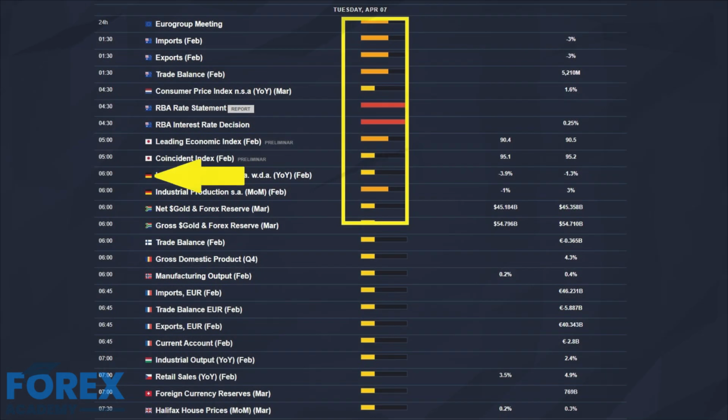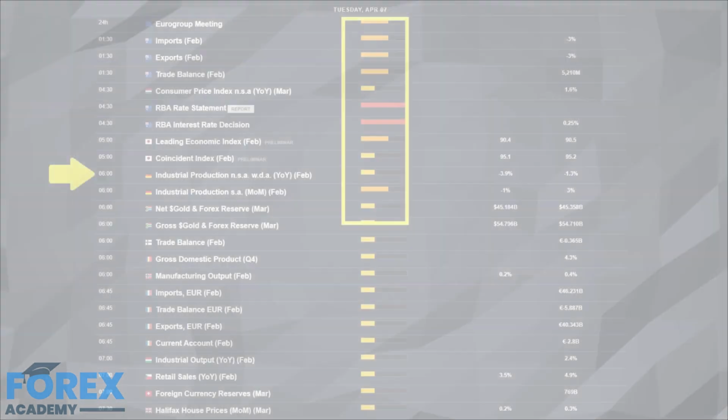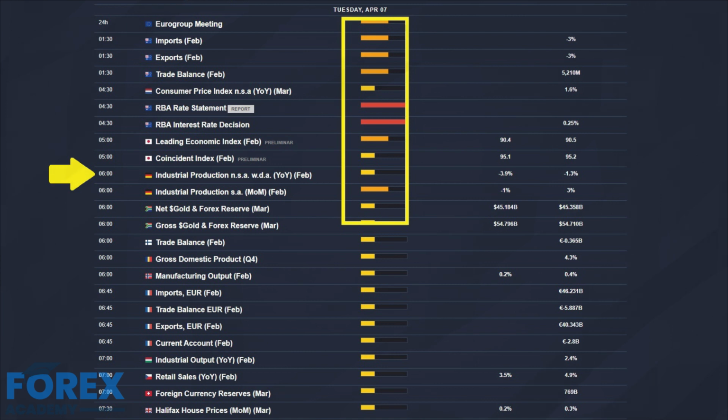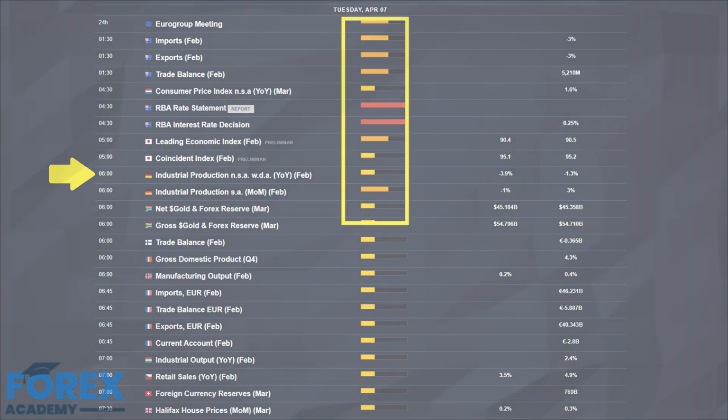Example D. The flag beside the type of economic data release denotes the country that is releasing the data, in this case Germany. Example E. The time of the release is usually on the left-hand side of the calendar. This typically is the time of the source of the release.